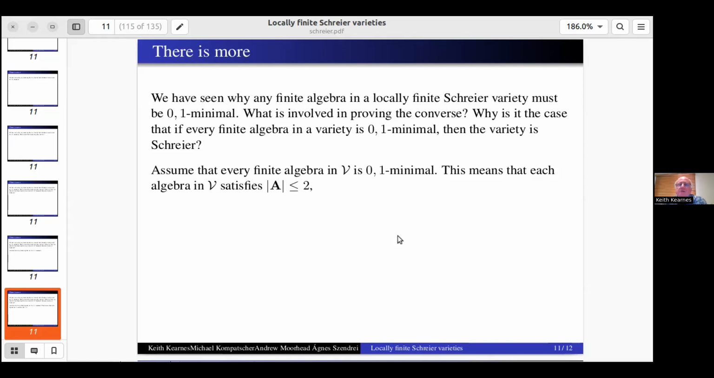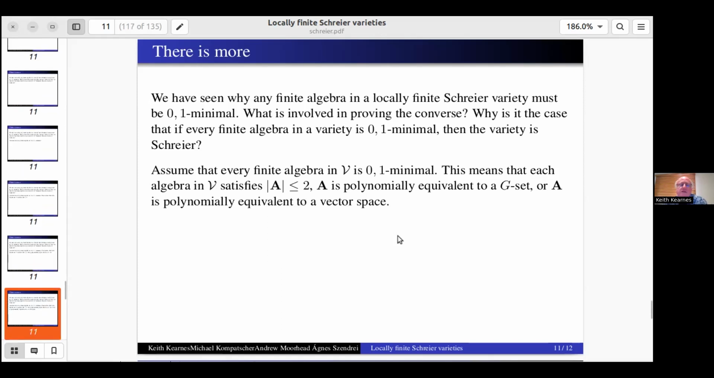One case is that the algebra has size at most 2. Another case is that the algebra is polynomially equivalent to a G set. And the third case is that the algebra is polynomially equivalent to a vector space. Now, I'm assuming every finite algebra falls into one of these 3 cases, but different algebras could lie in different cases. Okay, I can assume that maybe some A in the variety is a G set, and some B that lies in the variety might be a vector space, and some C might be a 2-element algebra. Okay, so this is where we find ourselves.